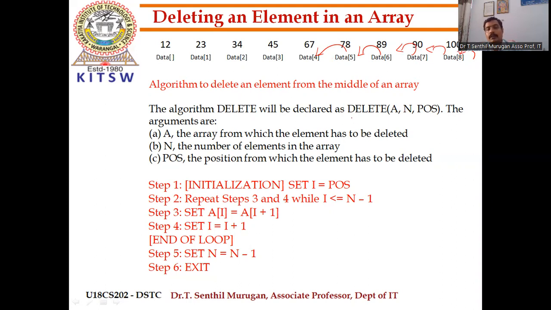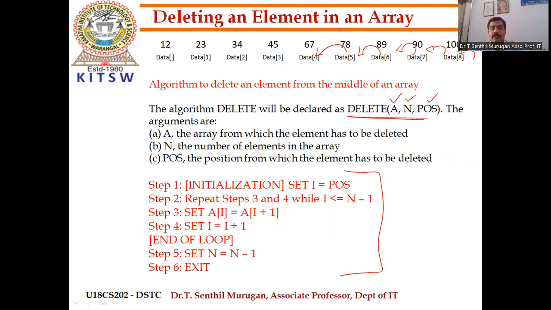So for delete, what are the things we need? First one is the array. Second one is how many elements are in the array, the number of elements. And the last one is which position we want to delete. If we know these three, we can perform the delete operation. This is the algorithm.